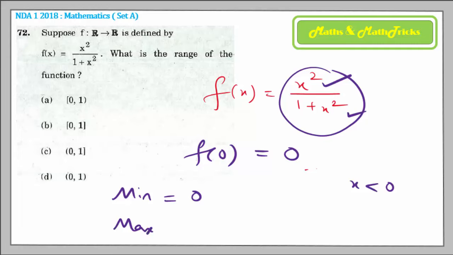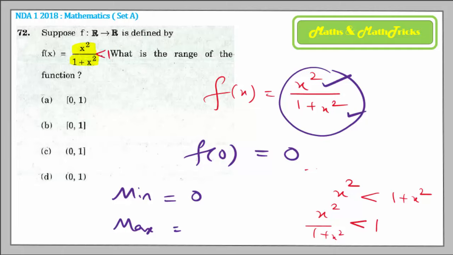What could be the maximum value? Can we determine that? To determine the maximum value, here we can have one clarity that this x square part is strictly less than the 1 plus x square part, because 1 is a positive number and 1 plus x square is a positive number which is bigger than x square. So it's clear that x square by 1 plus x square will always be less than 1. So we got an upper bound for this function, that this fraction x square by 1 plus x square will always be less than 1.